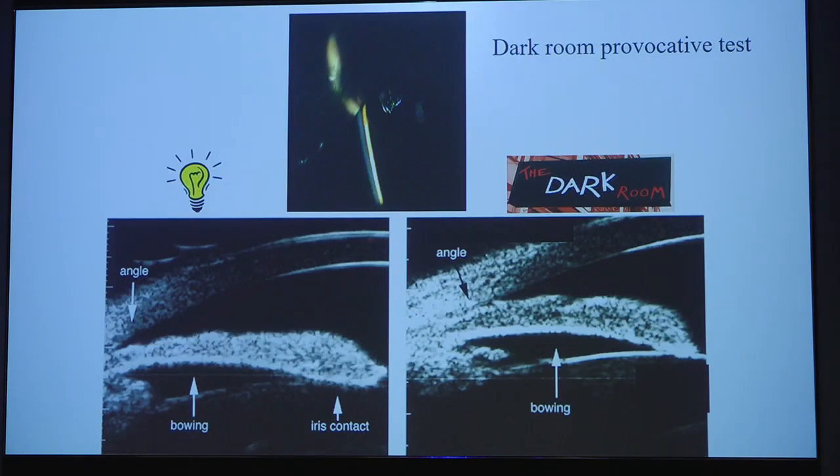It also helps you do the darkroom provocative test. You can do a UBM pre-exposure to darkness and then post, and again you can see whether the angles are opening. This is under normal illuminated conditions, and this is after exposure to darkness for about 20 to 25 minutes, and you can see how the angles are closing. So again, these are angles which are easily occludable, and you might want to do a YAG PI in these cases.